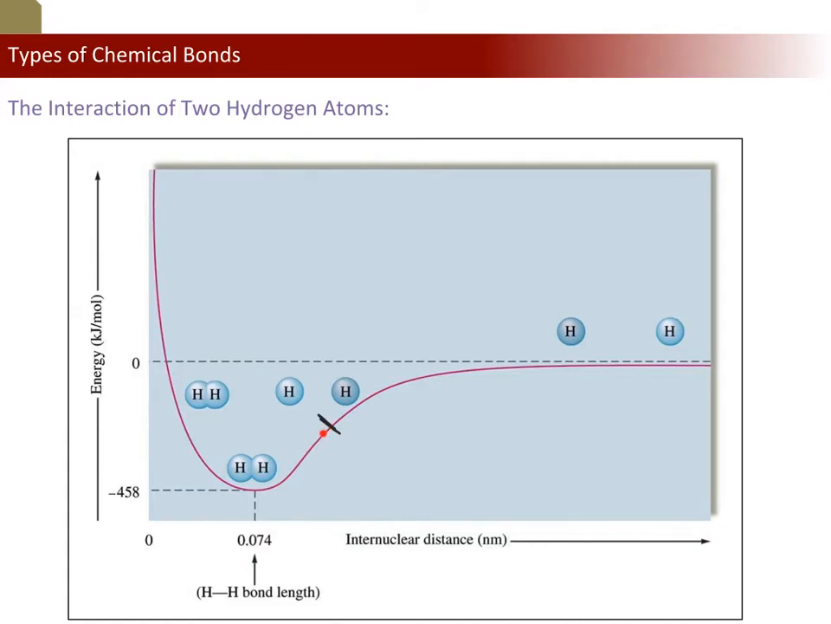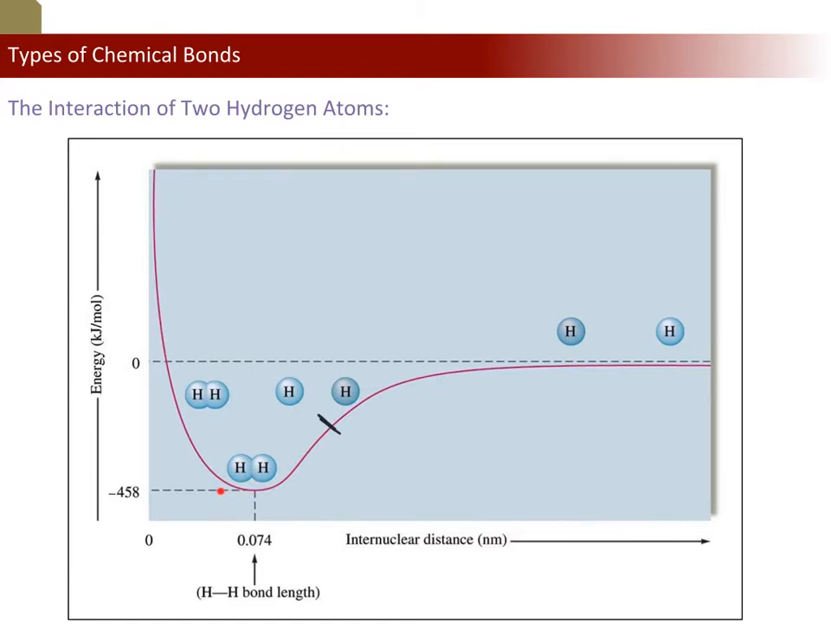Now if we push them closer together and closer together, eventually they reach the point where they're close enough that they have achieved the most stable state, and their energy is as low as it's going to go, negative 458 kilojoules per mole, in fact. That's how much energy is released when these two atoms come in close contact with one another.